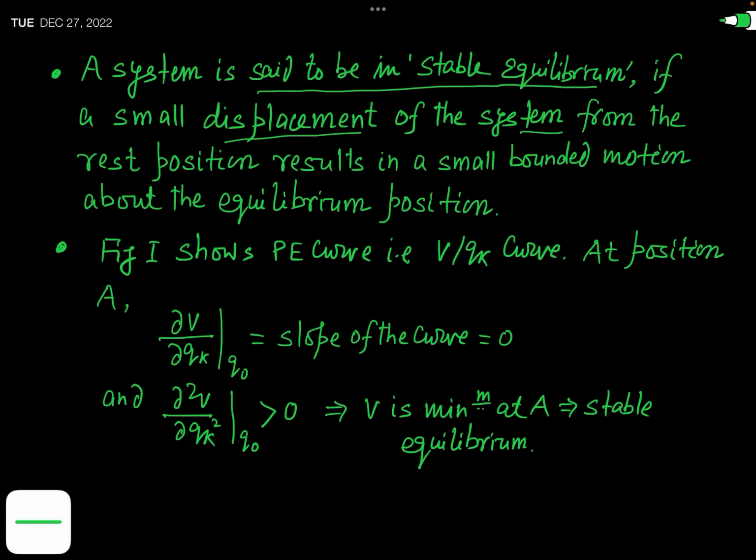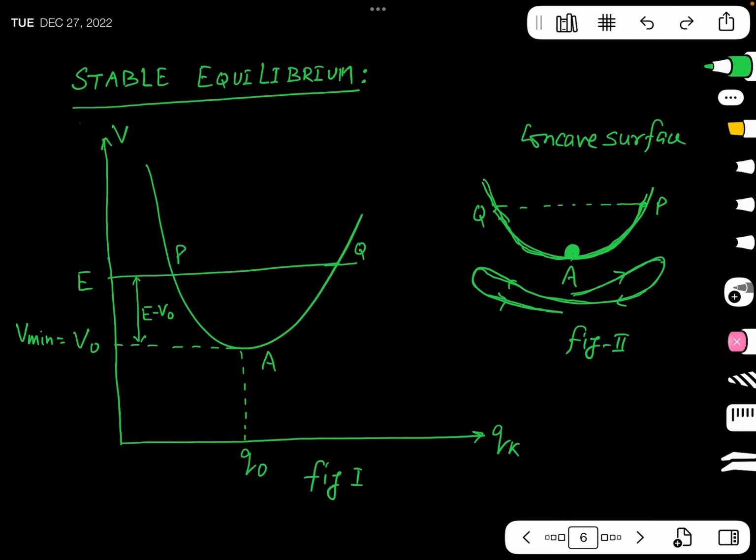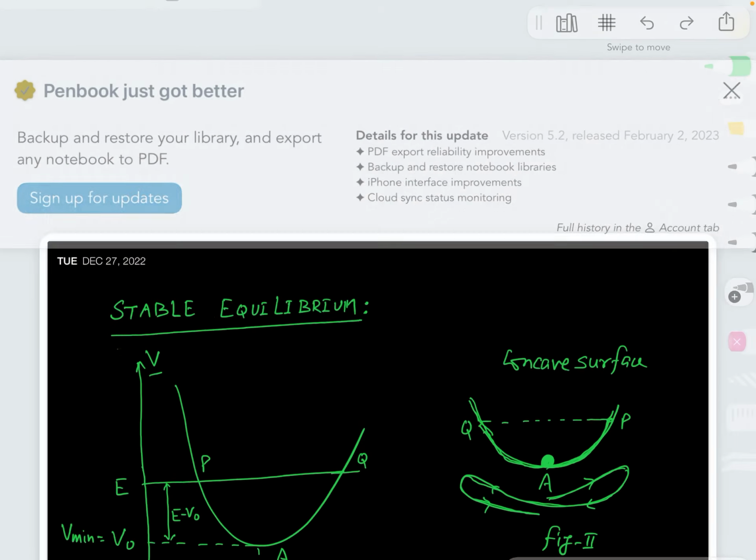Okay. Now, we can understand this concept of a stable equilibrium from this figure 1, where I have plotted the potential energy function V of the system against a particular generalized coordinate qk. So this is just a graph of the potential energy function and the generalized coordinate qk. Let us see here.